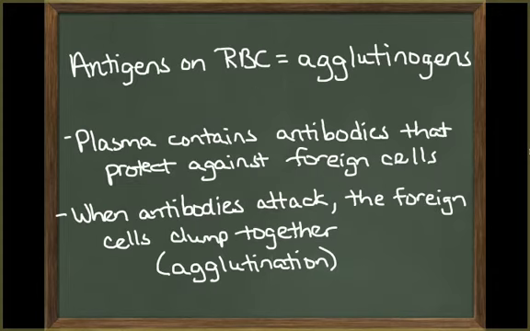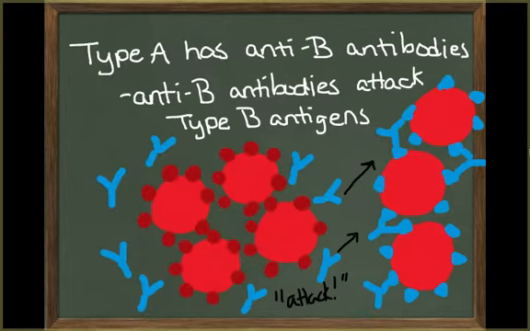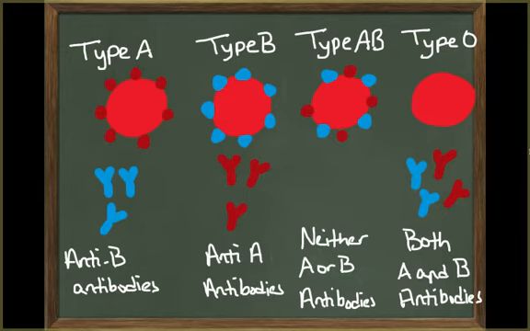Antigens on red blood cells are given the name agglutinogens. Your plasma contains antibodies that will defend your red blood cells against foreign blood. When these antibodies attack, the foreign cells will clump together, which is called agglutination. If you have type A blood, your plasma contains anti-B antibodies, which will attack type B surface antigens if they appear.